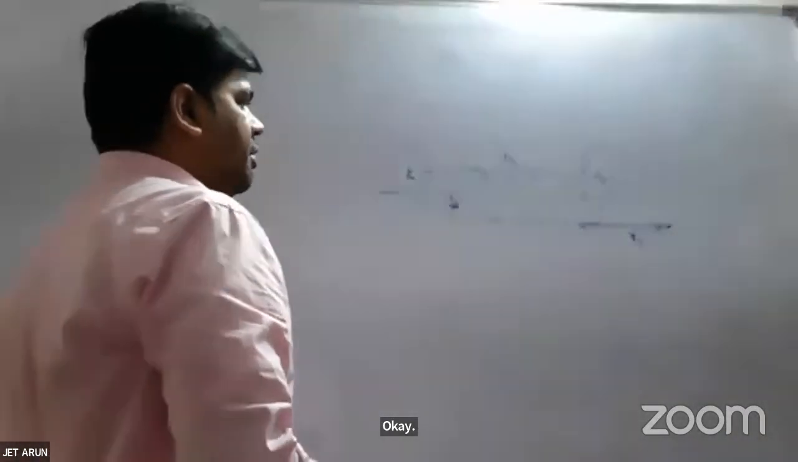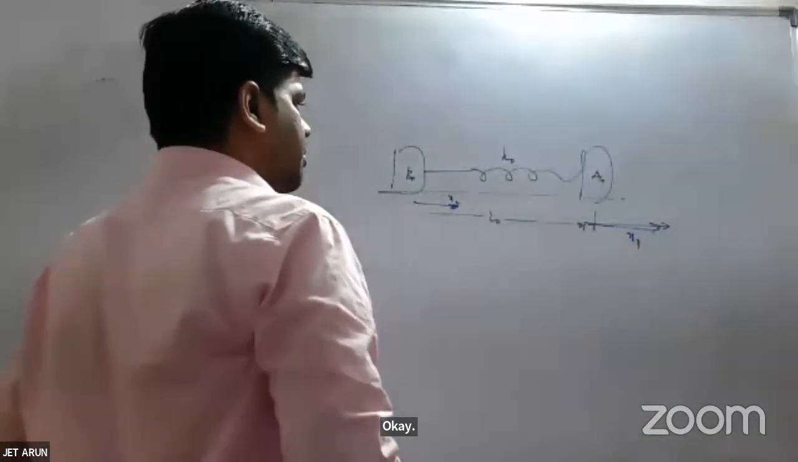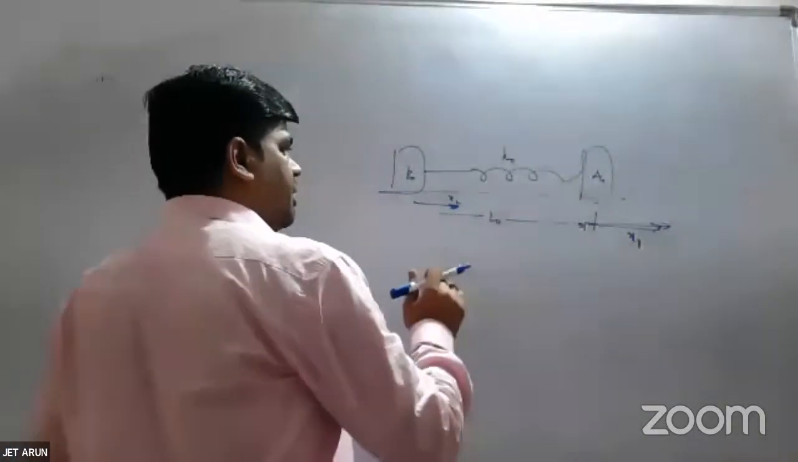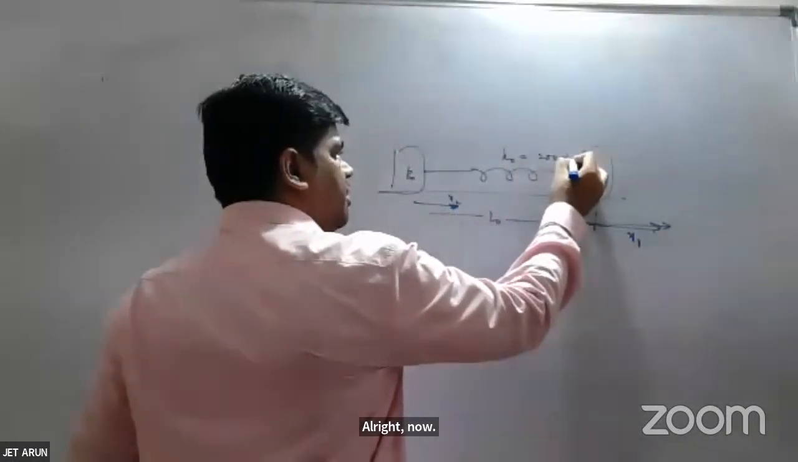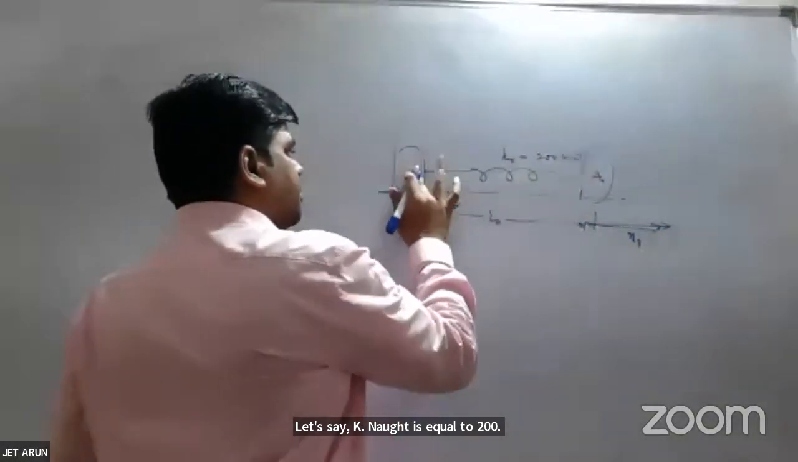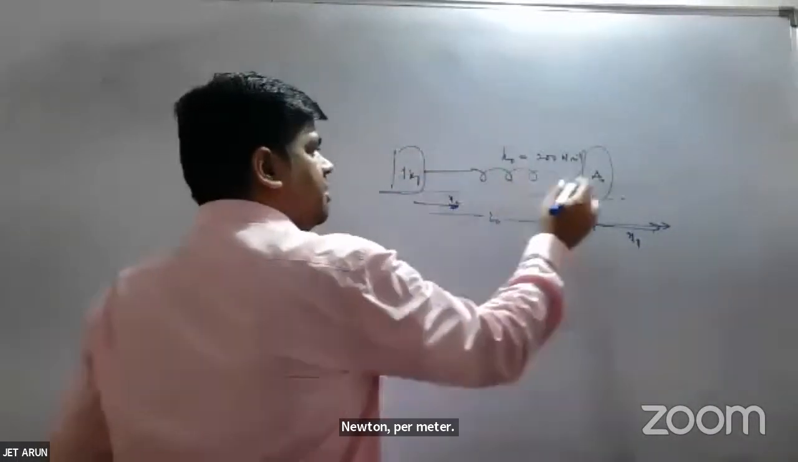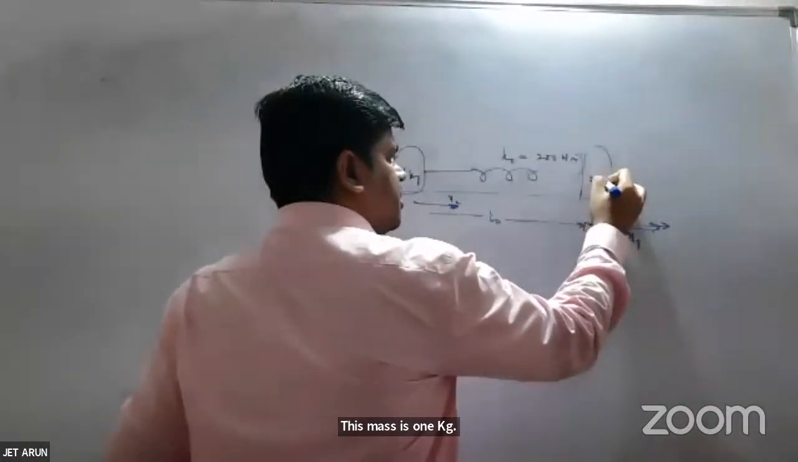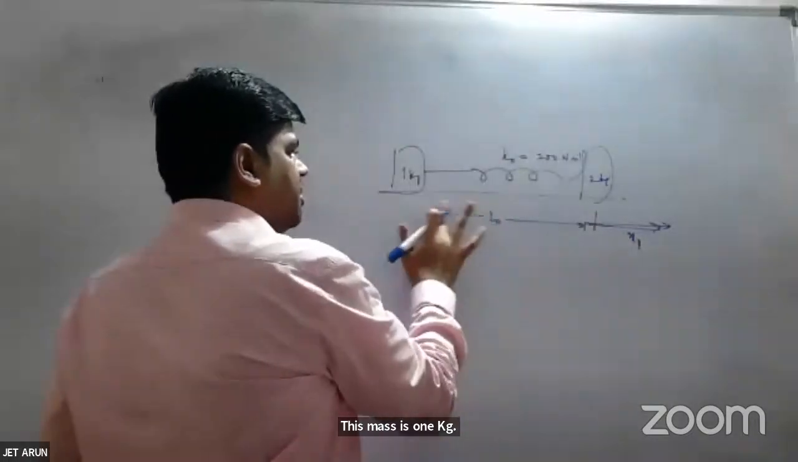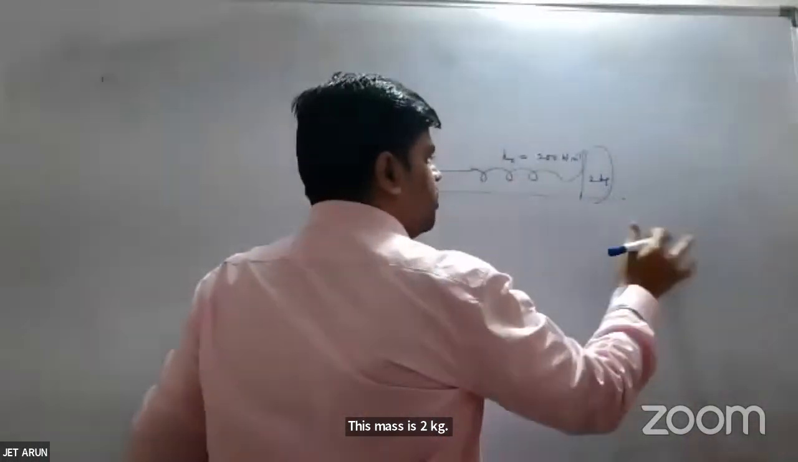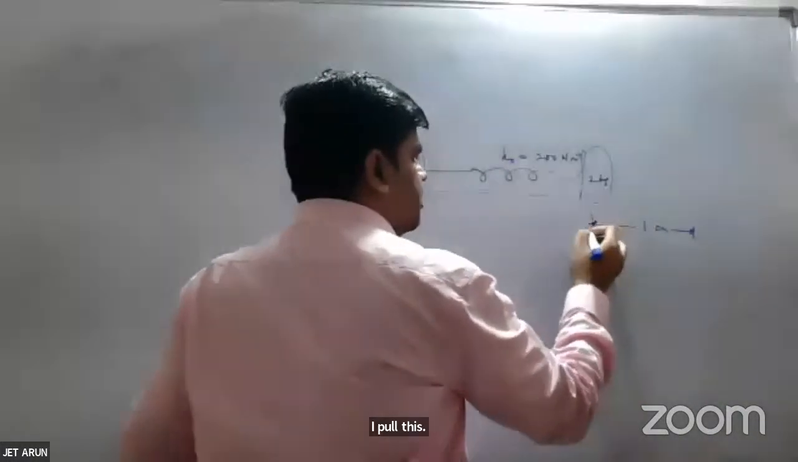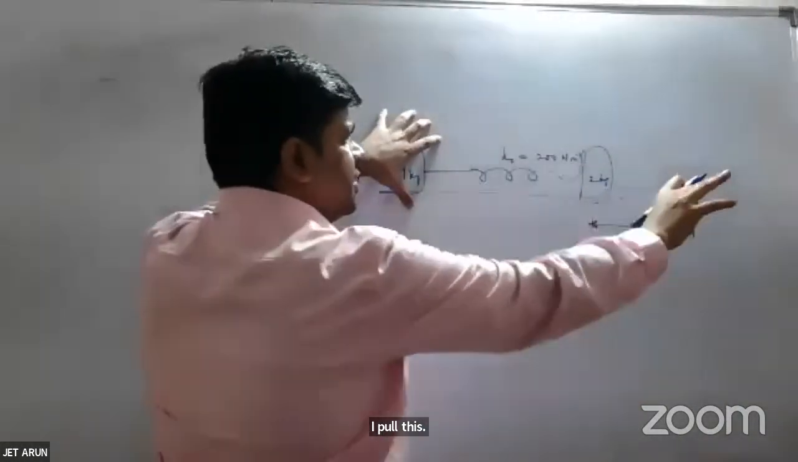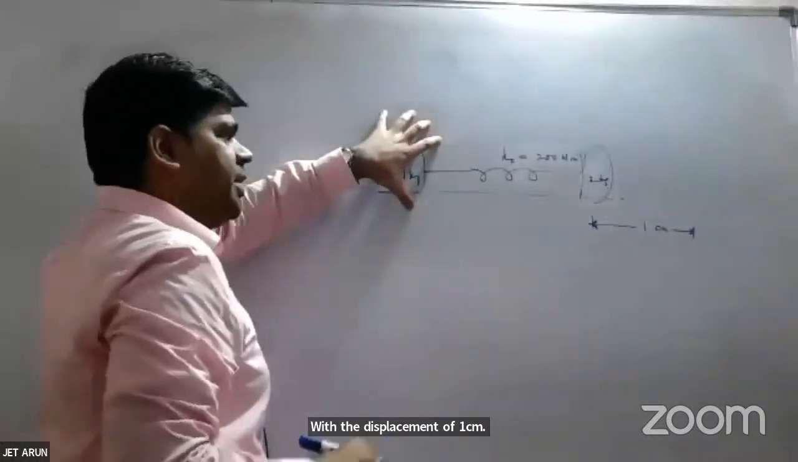All right. Now, let's say K naught is equal to 200 Newton per meter. This mass is 1 kg. This mass is 2 kg. I pull this with a displacement of 1 centimeter. Holding this one, I pull this with 1 centimeter. I have to find it and let it go.